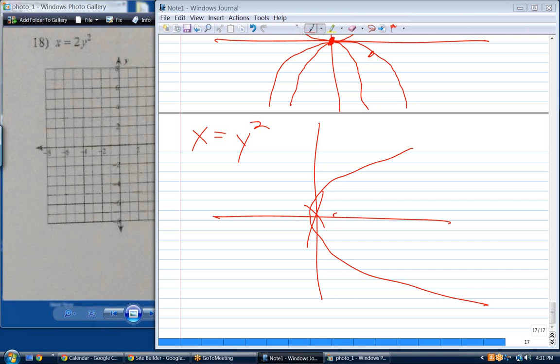Your focus is going to be some distance inside the parabola like that. And the directrix is whatever this distance is, the same amount on the other side and perpendicular to the line of symmetry. The line of symmetry through the sideways parabola is that. The directrix is always perpendicular to the line of symmetry of your parabola.